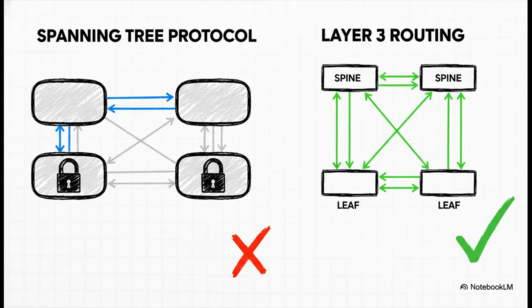Okay, now for all you network folks out there, here's the secret sauce. The old model used a thing called spanning tree protocol, which actually had to shut down redundant links to prevent network loops. It was wasteful. Spine leaf uses layer 3 routing, which means every single cable you plug in is active and passing traffic. No more wasted potential. Every wire is pulling its weight.